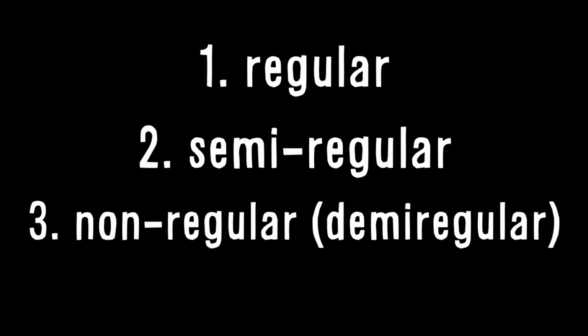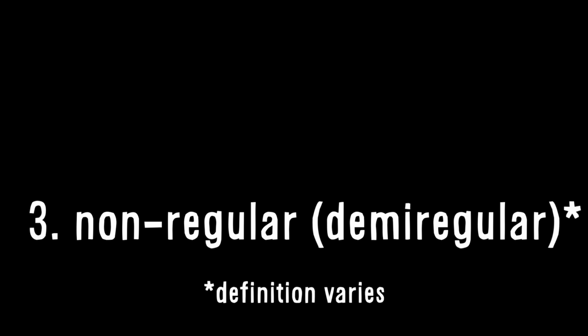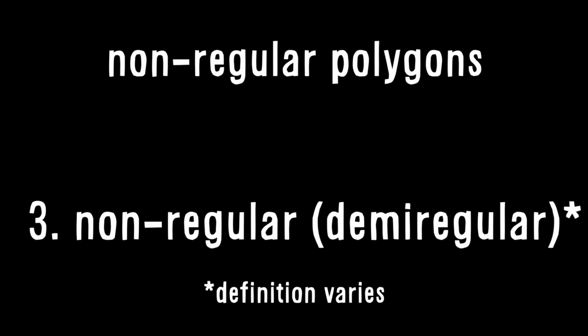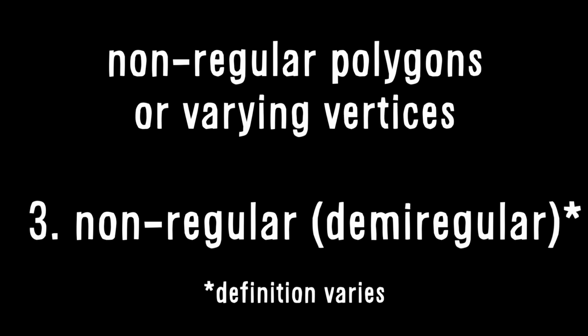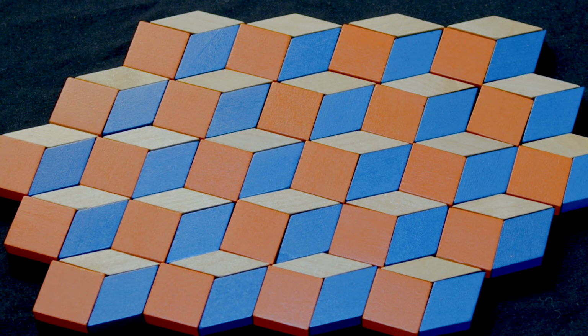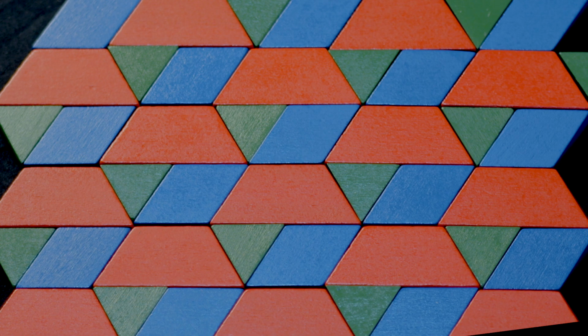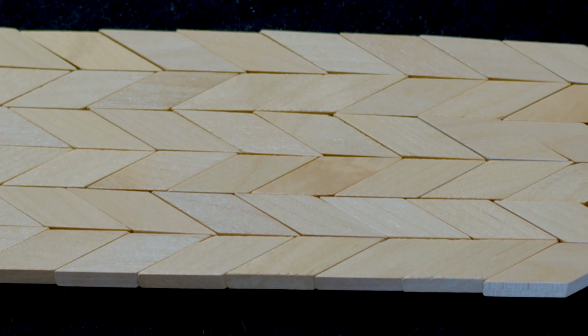The last category of tessellation is called non-regular or demi-regular. There are different opinions on what can be included in this category. But in simple terms, any pattern that uses non-regular polygons or doesn't have the same pattern at each vertex is a non-regular tessellation. This would be an example of a non-regular tessellation. And this, and this, and that one.